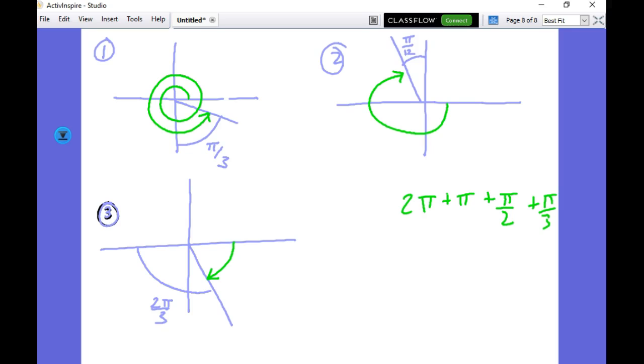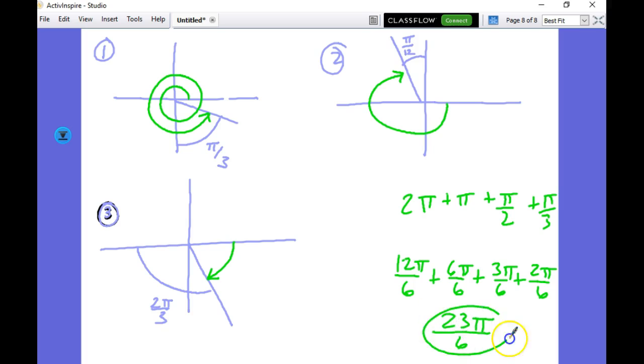You got it? So then if you just get your common denominators all the way across, this would be 12 pi over 6 plus 6 pi over 6 plus 3 pi over 6 plus 2 pi over 6, which if you add them all together, you get 23 pi over 6. Okay? All right.